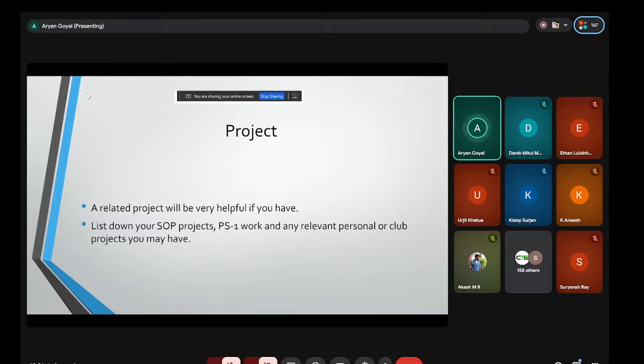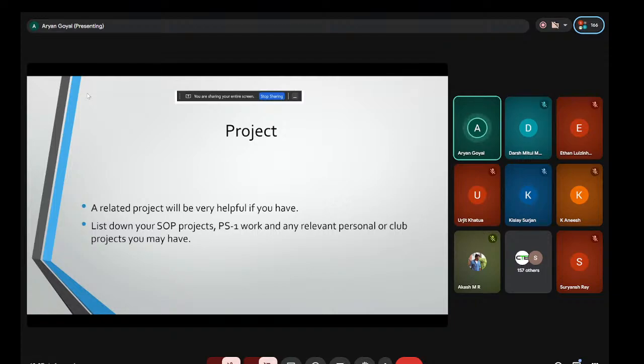So I'll give my example with this. I'll lead with an example. For me, my SOP project was very helpful because I feel my interviewer was quite interested in it. In my second round of interview, for around 15 to 20 minutes, he asked questions related to my SOP project only. And the rest of the interview was C programming questions. So yeah, a related project is helpful, but don't put any random project you don't know anything about because they will ask in-depth questions, of course.